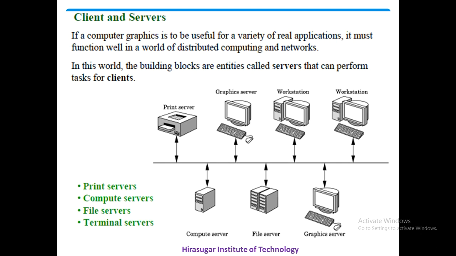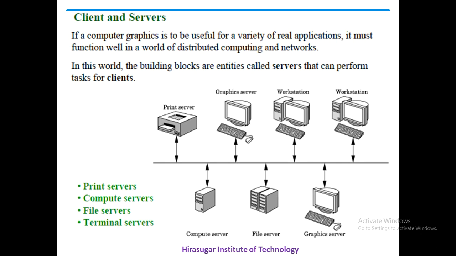then the network will become busy, right? Again you will consume the bandwidth, right? Again there may be loss of data. These are the problems we will encounter when using client server architecture for computer graphics applications, right? In this world, the building blocks are entities called servers that can perform the task for the client.